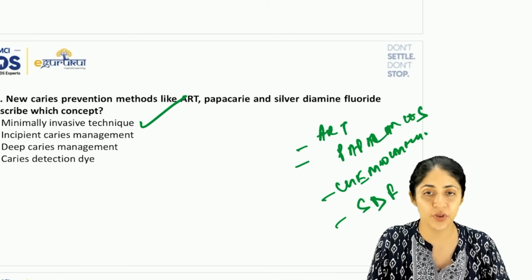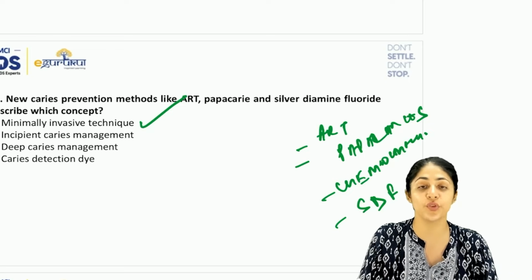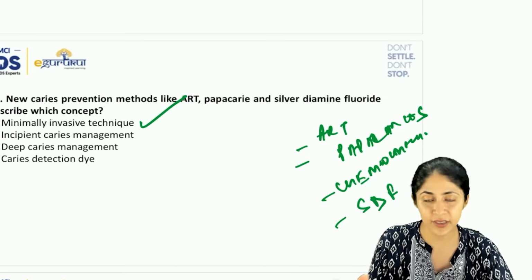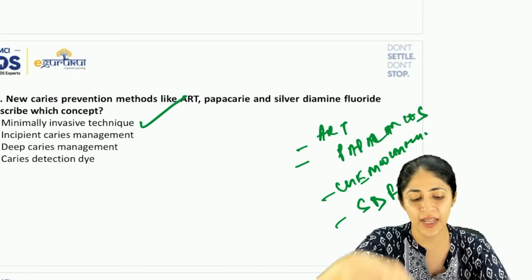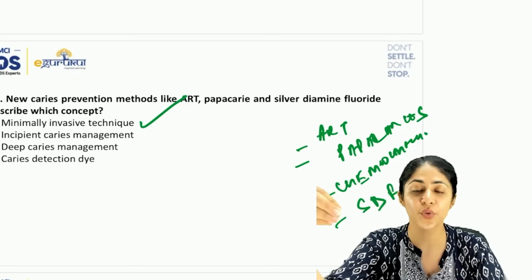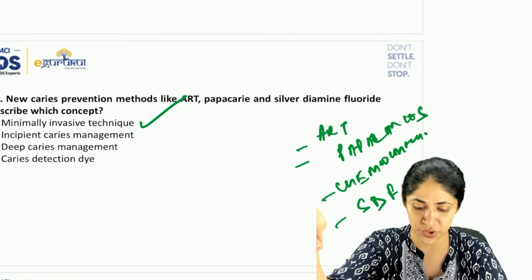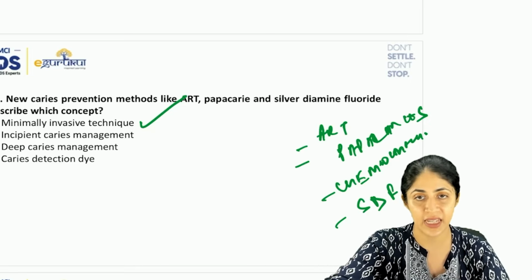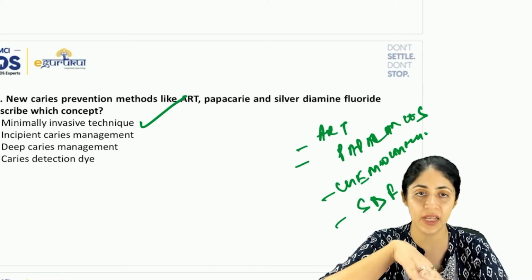Now all these are based on caries prevention and elimination with minimal invasion to the tooth structure. What these techniques do is they affect the tooth in a minimal invasive method. The aim is to cut as little dentine as possible, to cause minimal damage to the tooth structure, and then to restore it. So the concept here is minimal invasive technique. All the others, like incipient caries management, deep caries management, or detection, are not minimal invasive techniques.